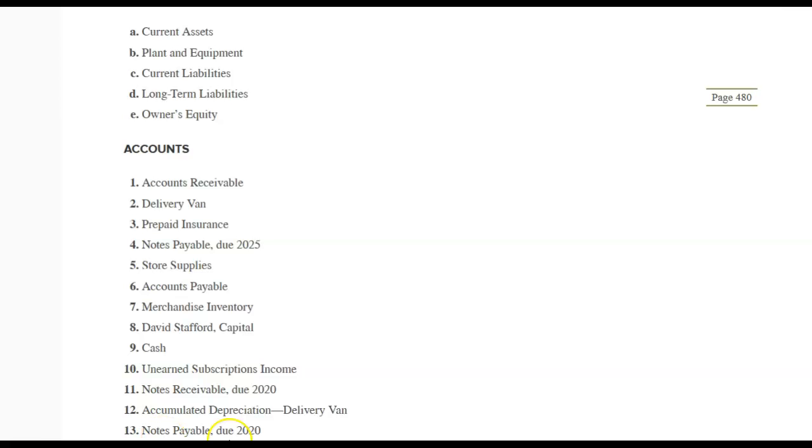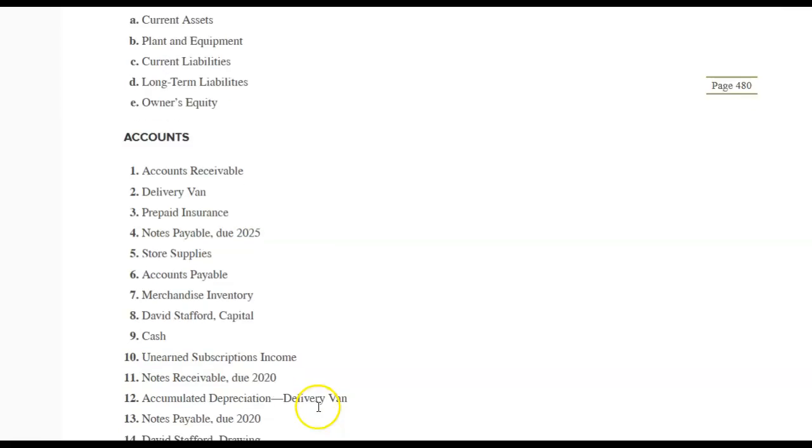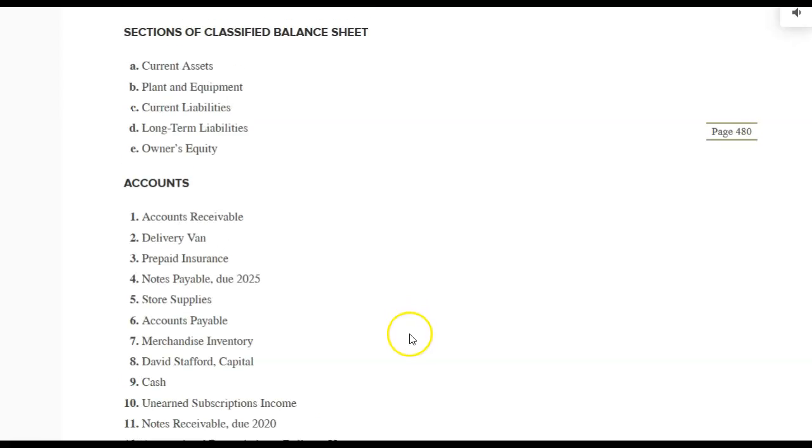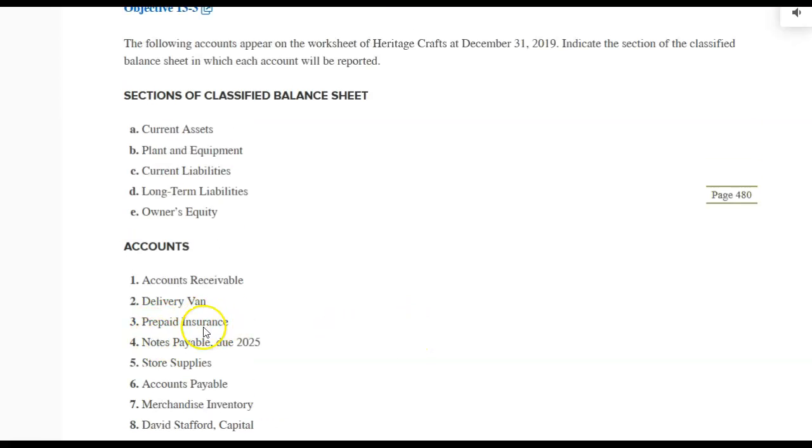Notes payable due 2020 is C, that's a current liability. Withdrawing account, number 14, is E, it's part of owner equity. And the interest payable, as you're paying interest, and interest is due monthly or every few months, so that's a current liability. C.